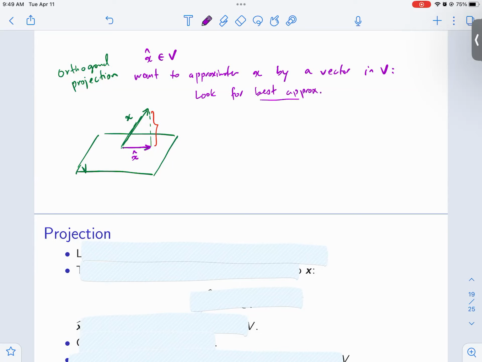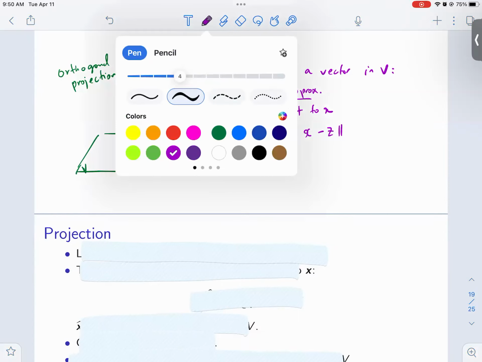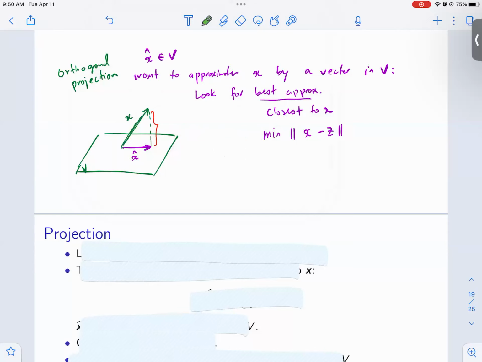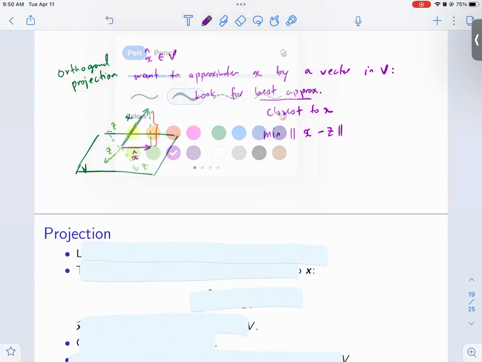Best here means closest to X. So what you do is minimize. I'm going to look at the distance X minus Z, picking a generic Z here. So let's say this could be Z, this could be Z, or this could be Z. I'm going to vary Z here in the subspace and look at the distance.